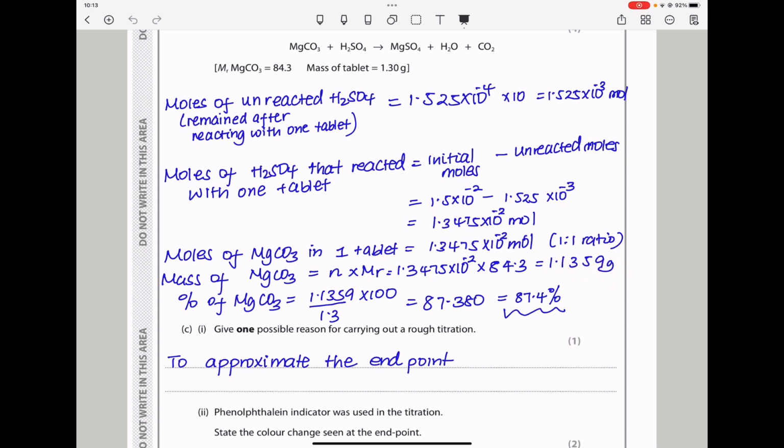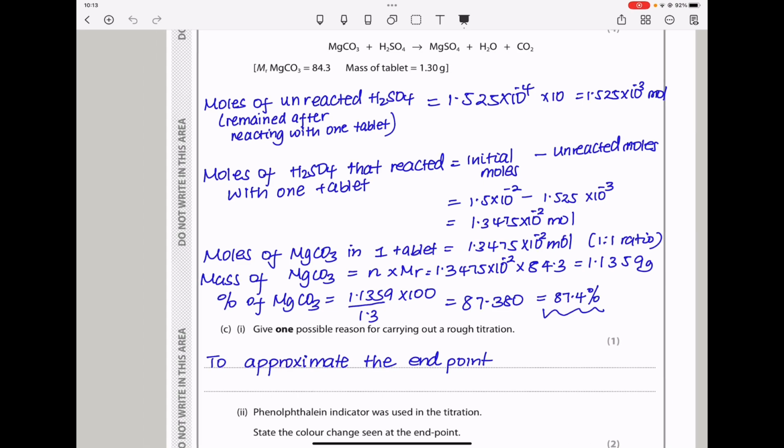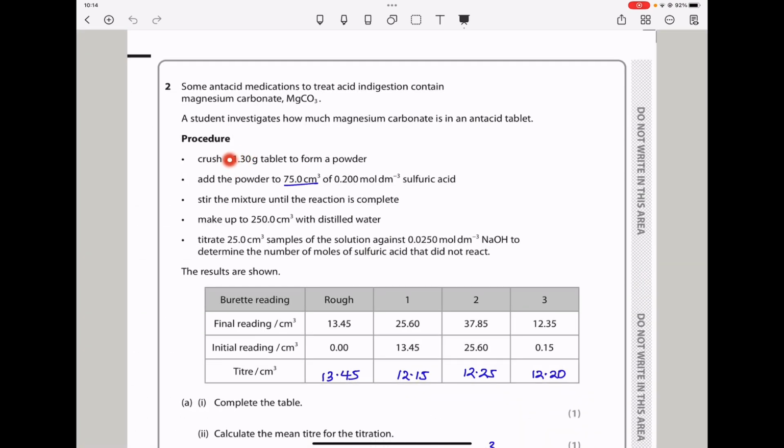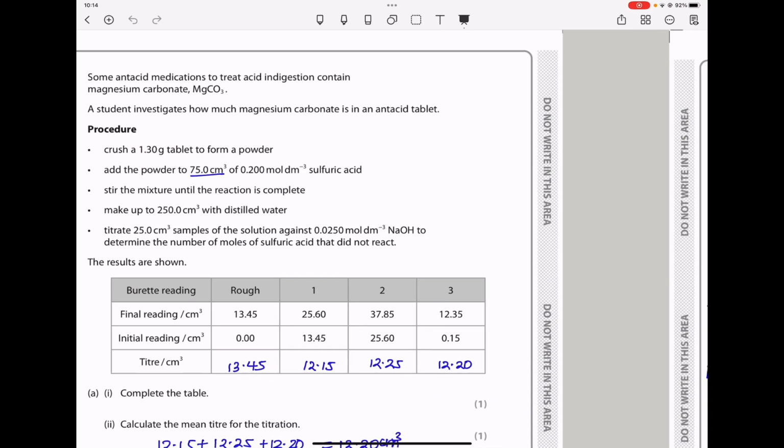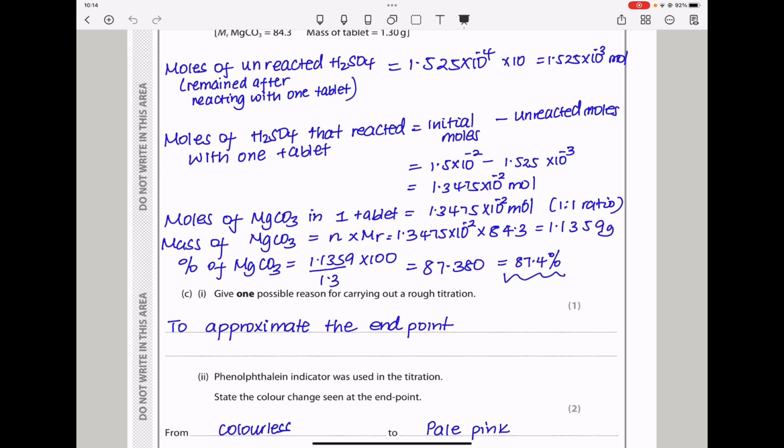And then the percentage of magnesium carbonate is going to be the mass of magnesium carbonate divided by the original mass we were given, times 100. If I take you back to show, the tablet was 1.3, so that is the original mass. So finally my answer was 87.4%, and that is the percentage of magnesium carbonate in the tablet.